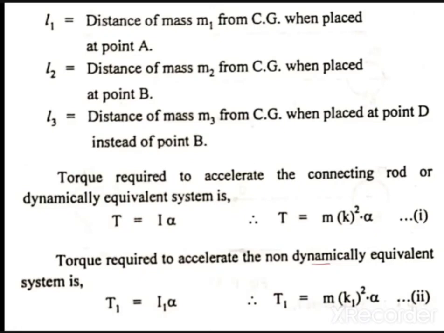This is the last theory which I am explaining. ह्याच्यानंतर मग आपल्याला फक्त 2 लेक्चर मध्ये प्रॉब्लेम्सच बघायचे, सॉल्व्ह करायचे. ओके. I have the last derivation. Have you understood this? T and T1. What is T and what is T1? Torque required to accelerate the dynamically equivalent system and the non-dynamically equivalent system are T and T1.